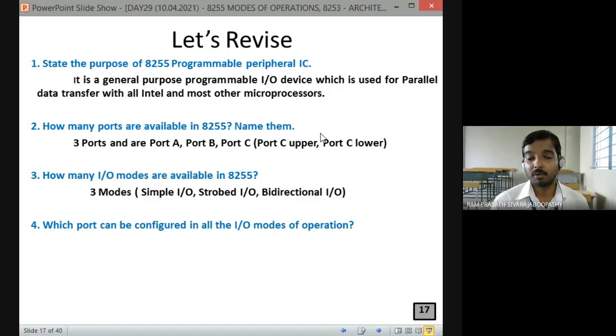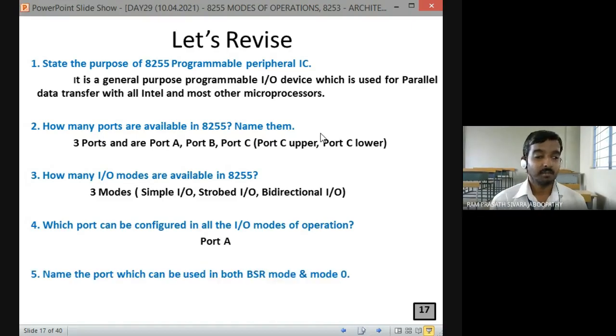All modes are possible. What about port B? Port B can be operated in only two modes. Which ones? Mode 0 and mode 1, correct? What about port C? Port C can be operated only in mode 0. Then BSR, fine. Okay. Name the port which can be used in both BSR mode and mode 0. That's what we are speaking now. Which port can be configured in mode 0 or BSR mode? Yes, very good. Port C. Okay, that's all about 8255.